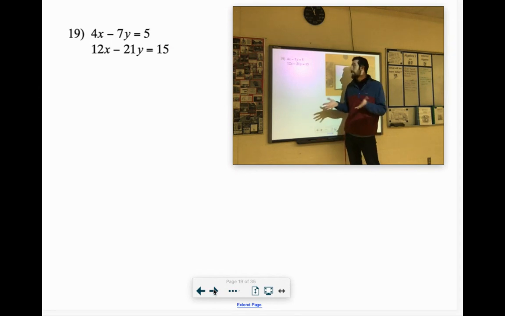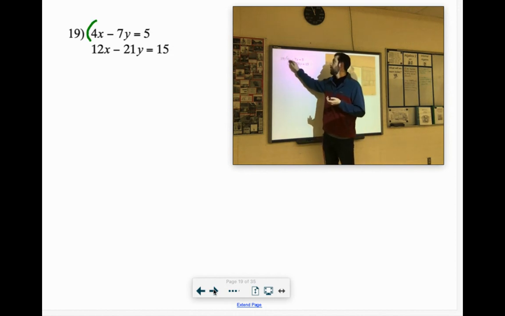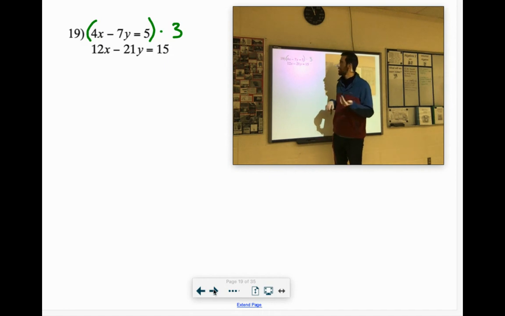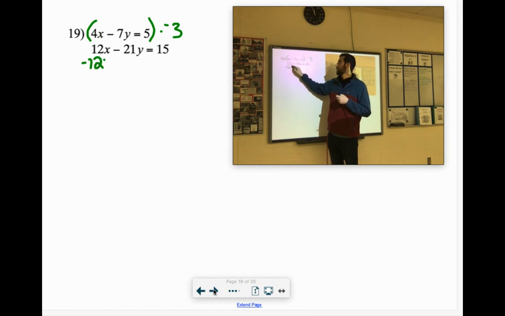Number 19 and K, alright, they don't match up. But 4 goes into 12 3 times. So let's just multiply that by 3. But again, we want one to be positive, one to be negative. So let's multiply by -3. -3 times 4x is -12x. -3 times -7y is +21y. And -3 times 5 is -15.